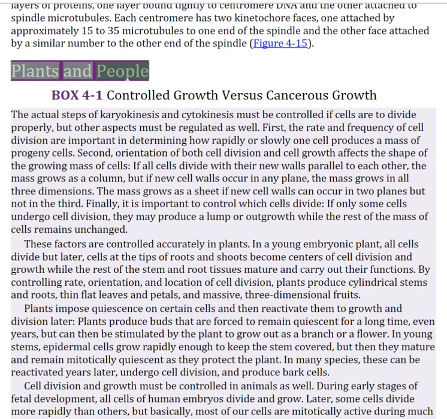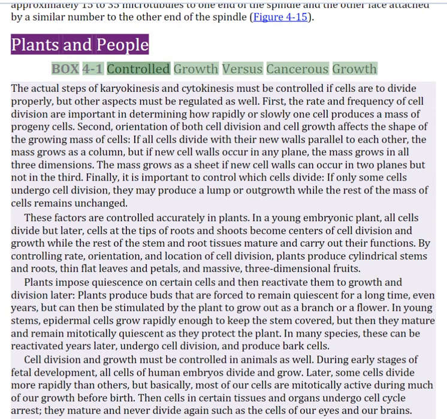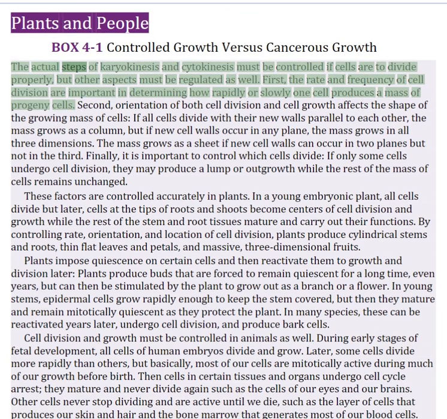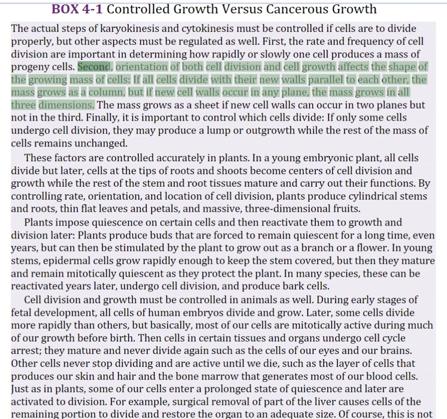Plants and people. Box 4:1 Controlled growth versus cancerous growth. The actual steps of karyokinesis and cytokinesis must be controlled if cells are to divide properly, but other aspects must be regulated as well. First, the rate and frequency of cell division are important in determining how rapidly or slowly one cell produces a mass of progeny cells.